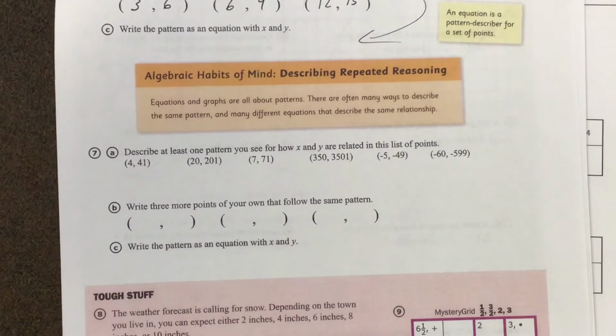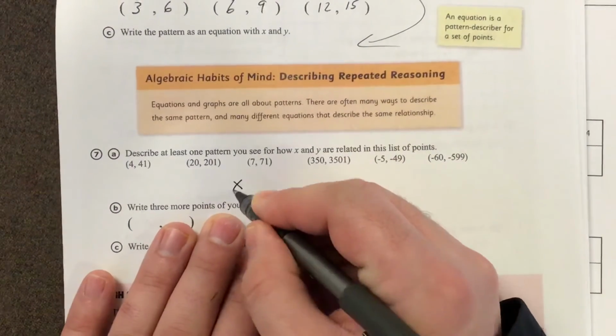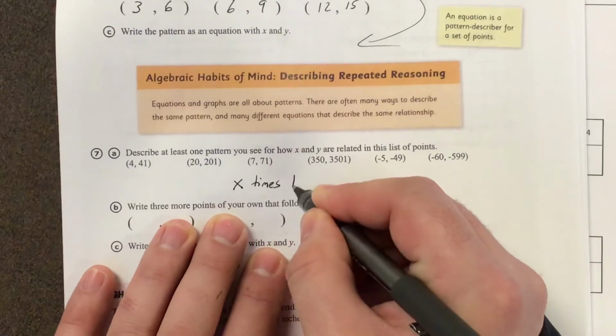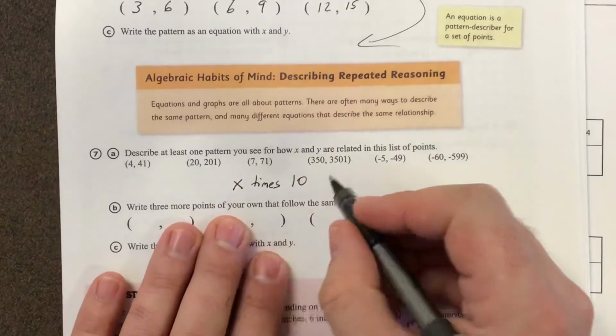What do you see? 4, 41. 20, 201. So what are you doing? Adding 20? Multiplying by 10? 4 times 11 is 44. 20 plus 100 is 200. You are taking the x, multiplying it by 10, plus 1.